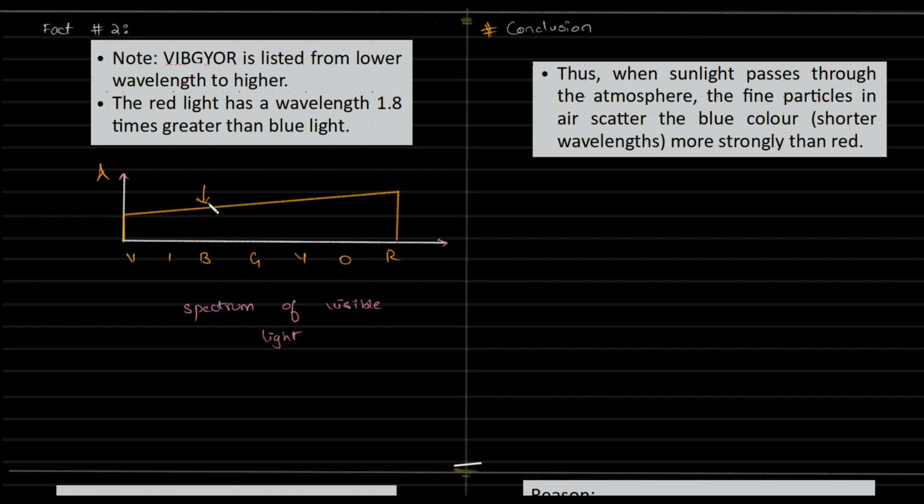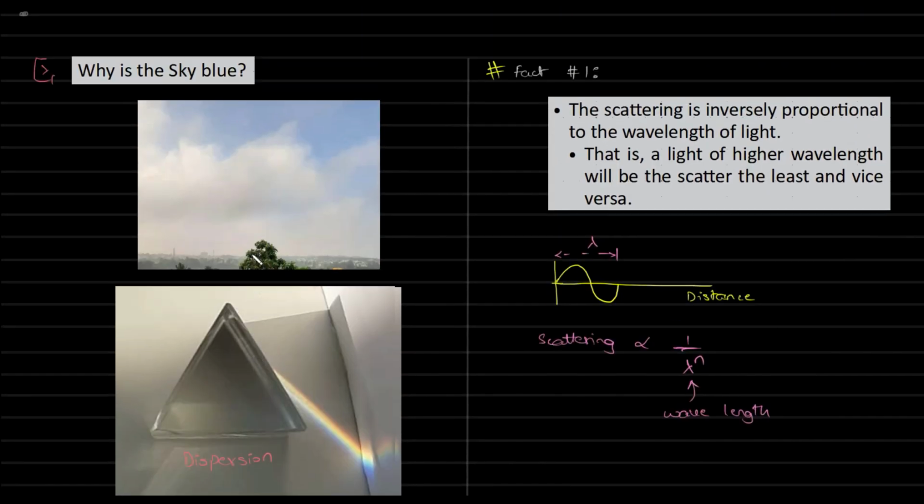Okay, so we'll be answering a few other atmospheric questions. Why is the sky red during sunset and sunrise? All that we'll answer. But I hope you guys understood this very clearly.